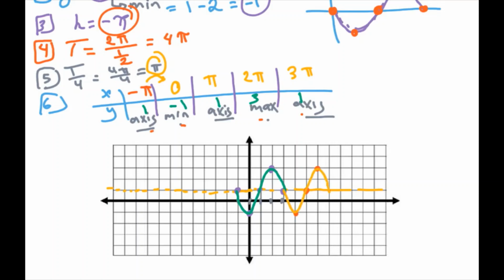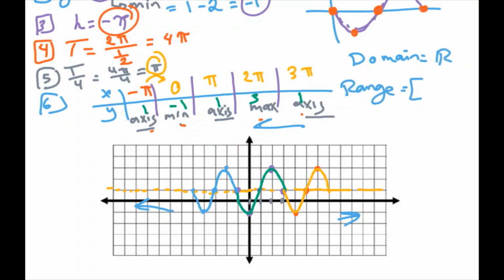And you can do the same on the other side. But we go backward. 1, and 3, 1, negative 1, and 1, and you match. And you can continue from both sides. Now domain, we know it's all real numbers. Range is going to be from the minimum, which is negative 1, all the way to maximum. That's how to draw a sine function.